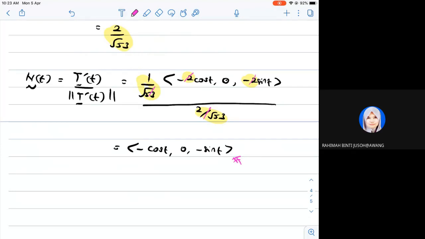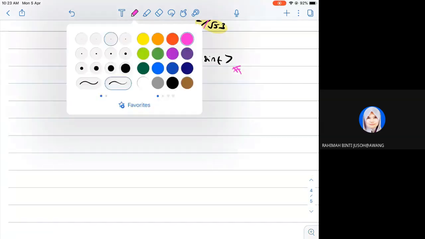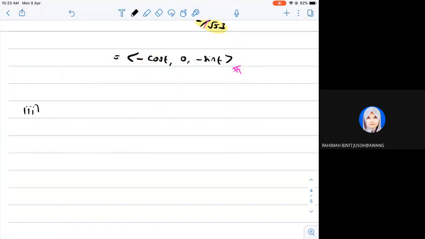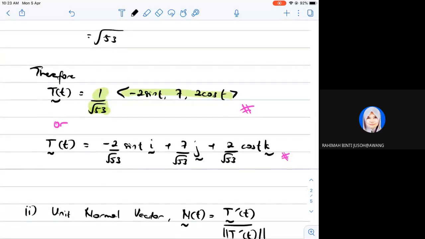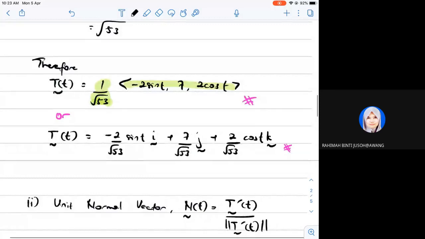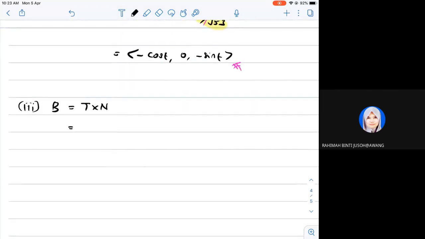Okay, next let us find the binormal vector. Oops, sorry. Binormal vector equals T cross N. So you kena letak balik lah tadi. Tadi unit tangent vector apa benda tadi? T cross N. 1 over square root 53 times negative 2 sin t, 7, 2 cos t. Okay. So, solution.